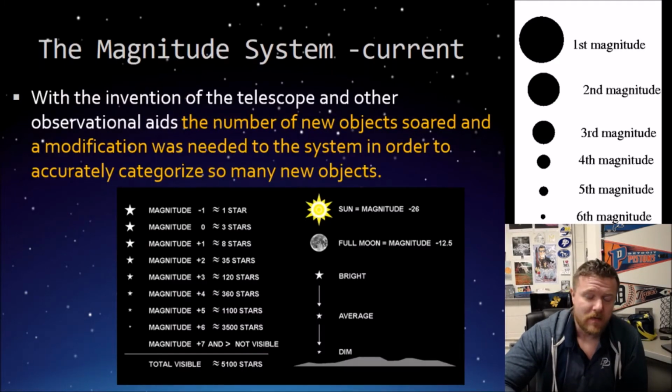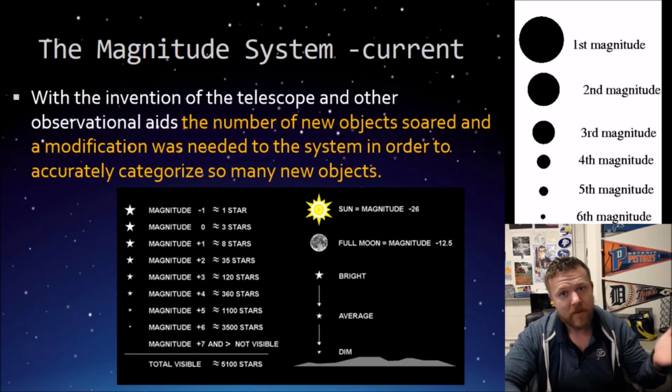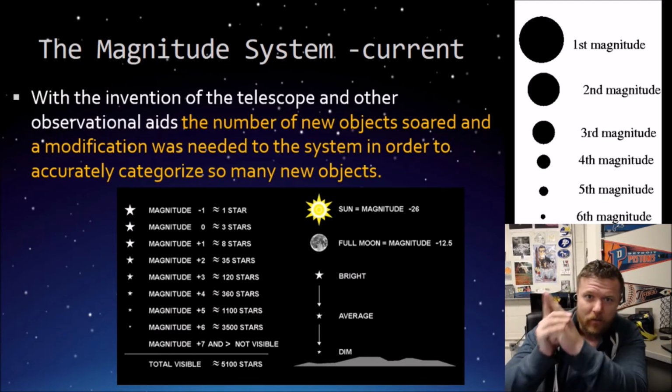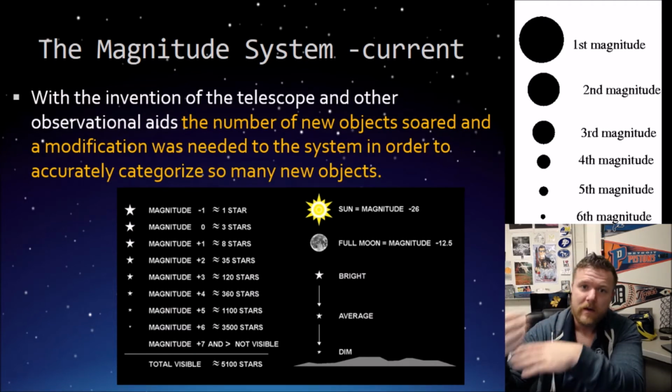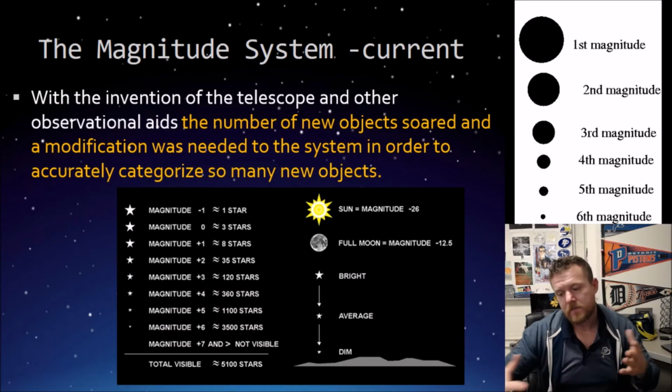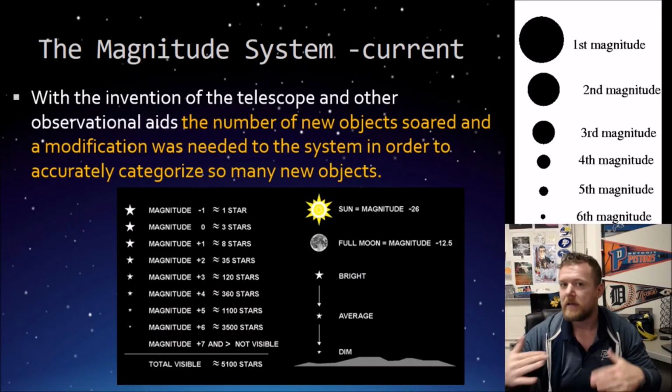Time, of course, goes on, and we invent telescopes. And all of a sudden, we can see stars that we've never seen before. We can see stars and objects out there that have never been seen. So that star up there that was a 6, the dimmest we could see, we can now see a bunch of other stars that are even dimmer. So we had to expand from 1, 2, 3, 4, 5, 6, and now we have 7, 8, 9, 10, etc.